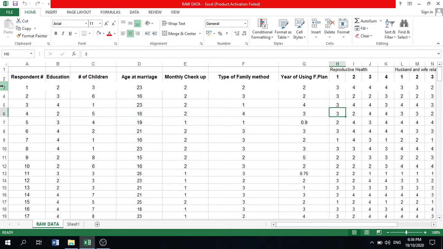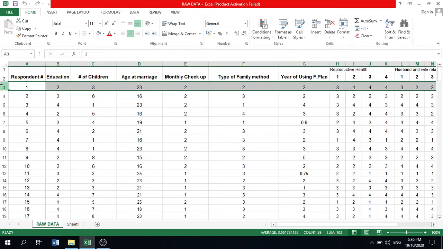So, considering that the progression is there, we put 3. 3 indicates that the person, respondent number 1, has progressively indicated a response that is 3 out of 4.